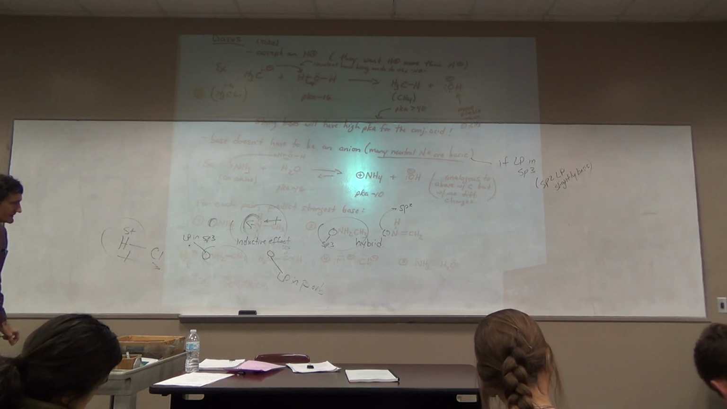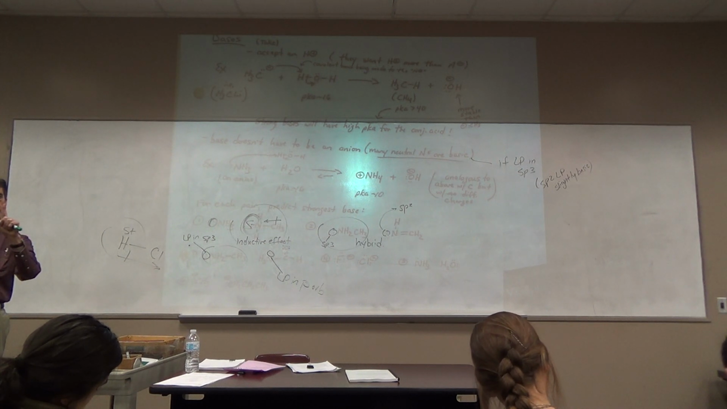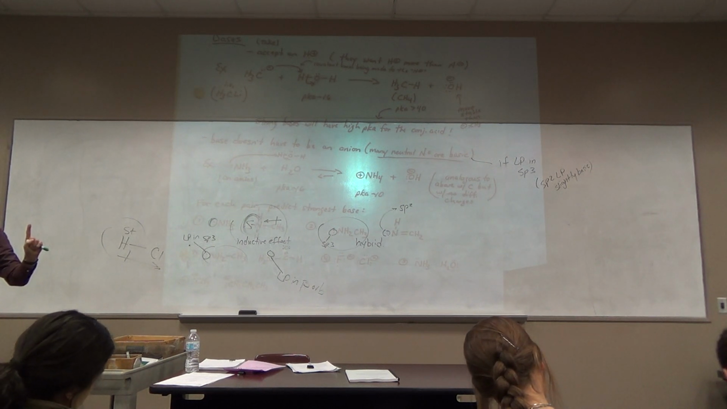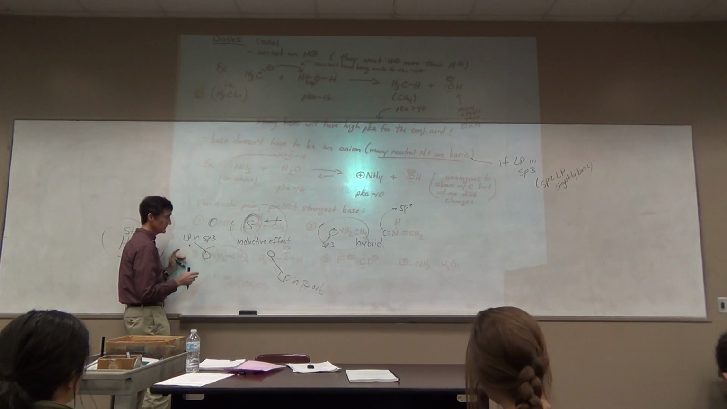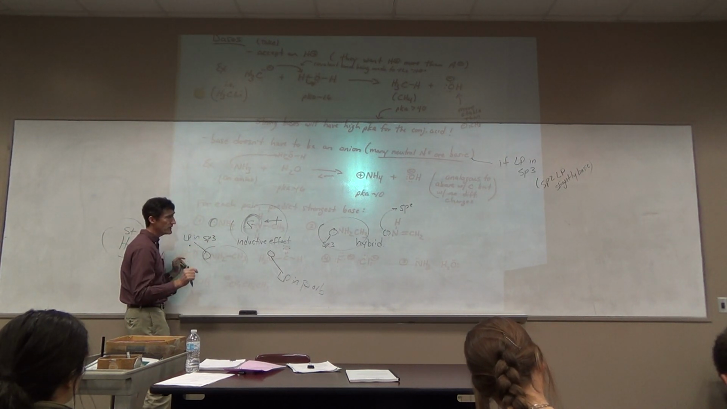But it's not exactly, because you can have two nitrogens that are both sp2, but for this one the lone pair may be in sp2, and for this one the lone pair may be in p. So the overall hybridization doesn't always give you the answer. Look at the lone pair.